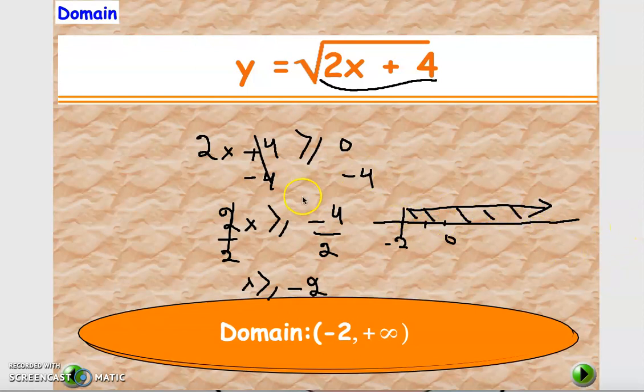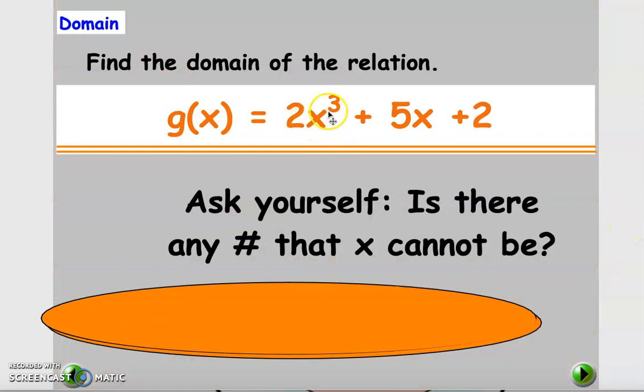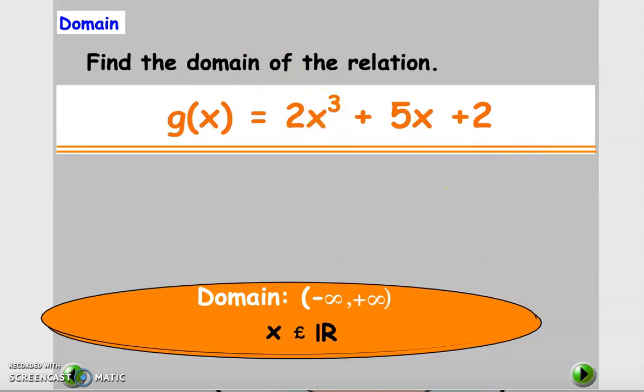Another example, g of x equals x cubed plus 5x plus 2. This is a polynomial, and because it's a polynomial, its domain is immediately minus infinity to plus infinity. So any real number is in the domain. Moreover, if it's a quadratic equation, for example x squared plus 2x plus 5, then its domain is also minus infinity to plus infinity. A linear equation also, for example y equals 3x plus 5, also has the domain minus infinity to plus infinity. So all the values of x are defined.